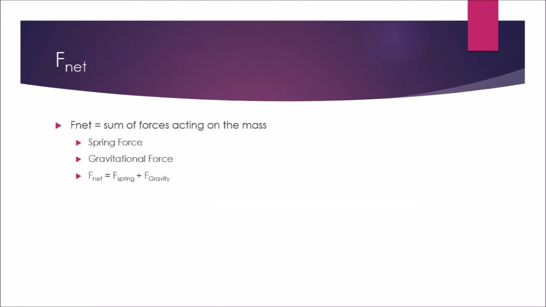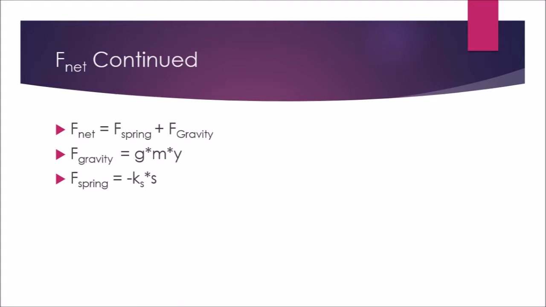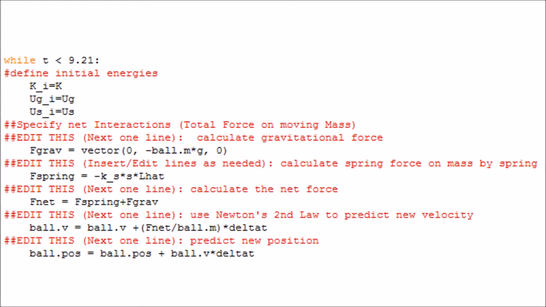In this system, F net was the sum of the force of the spring and the force of gravity. The force of gravity was found by multiplying the gravitational constant by the mass and the y direction, while the spring force was found using Hooke's law, which multiplies the negative spring constant by the stretch or compression of the spring. These were entered into the code, and the resulting net force was used in Newton's second law to predict the updated velocity in ball v, which was then used to update the position of the ball.